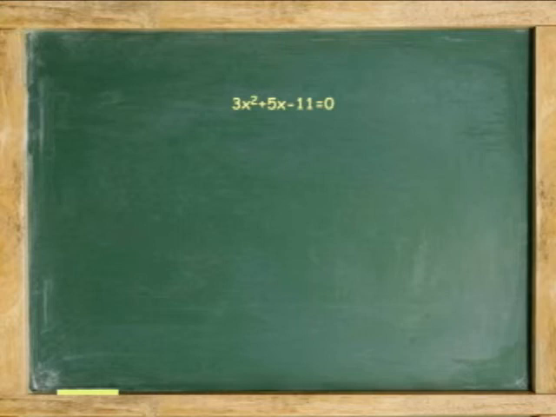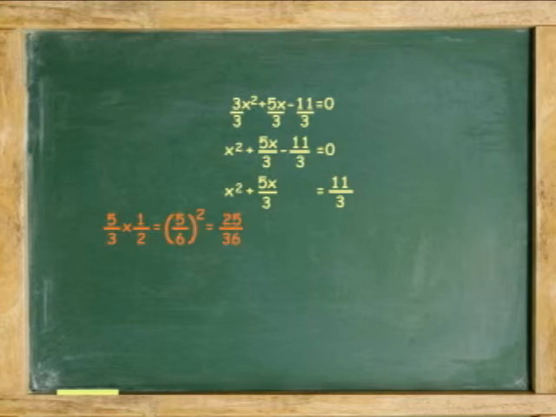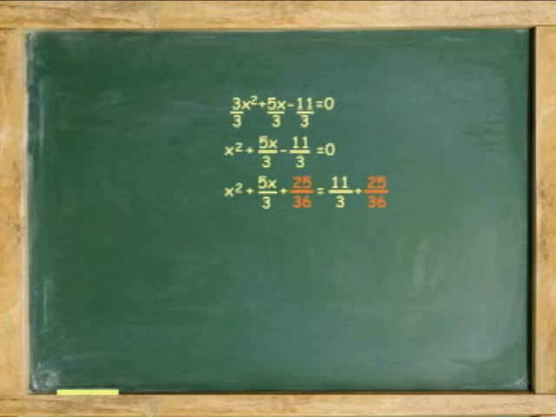Another example. Divide equation by 3. Move negative 11 over 3 to the right. Complete the square. 1/2 of 5 over 3 is 5 over 6. And 5 over 6 squared is 25 over 36. Add 25 over 36 to both sides of the equation.